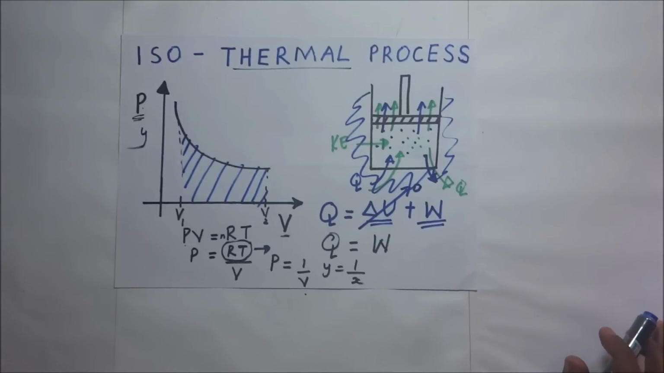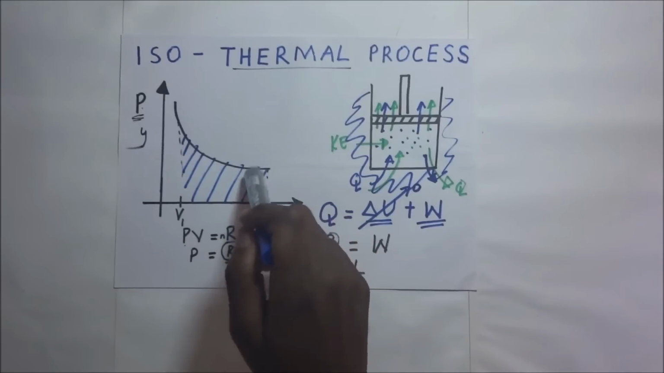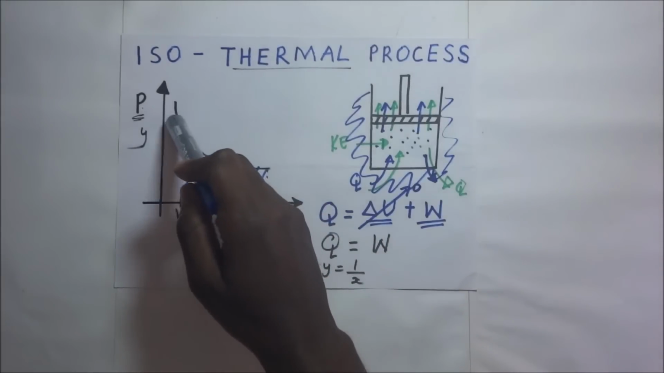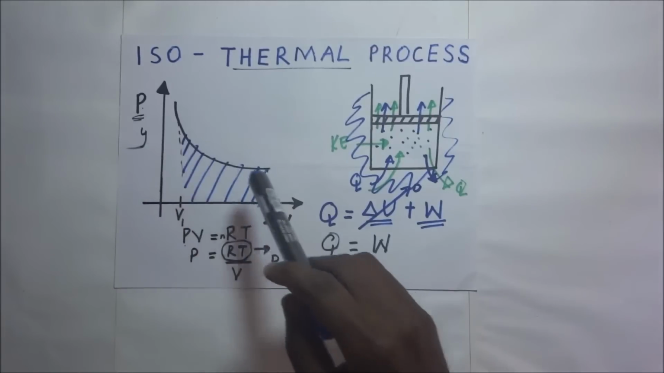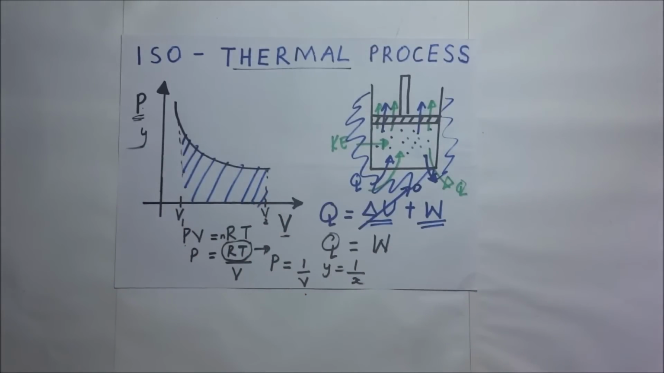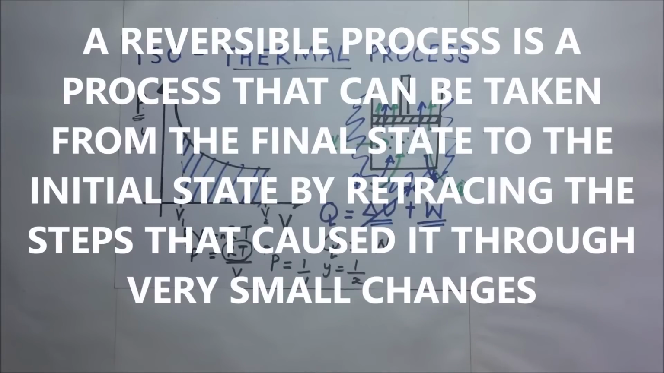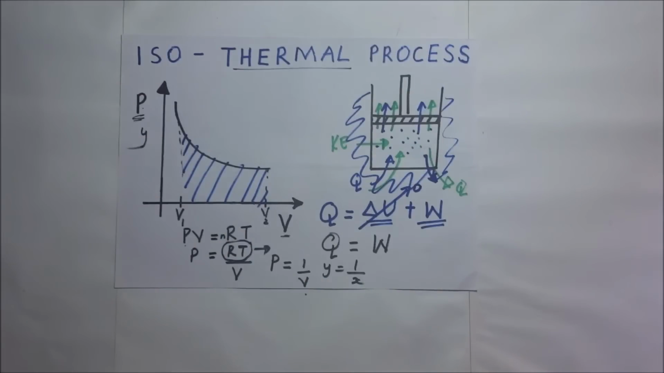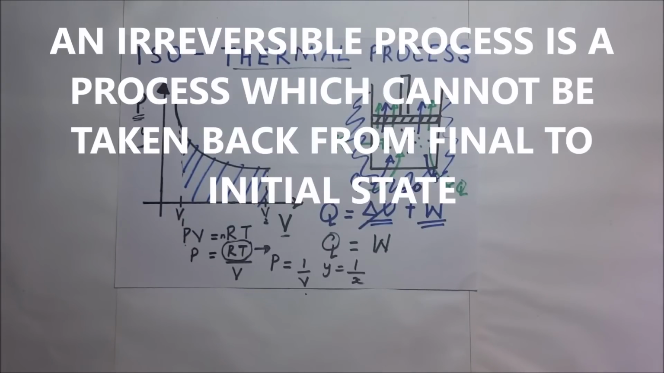Now, by reversible isothermal process, I mean a process that can be taken from the final state to the initial state by retracing the steps that caused it through very small changes. Or I may say that by definition, a reversible process is a process that can be taken from the final state to the initial state by retracing the steps that caused it through very small changes. Meaning, for a process to qualify as a reversible process, pressure, volume, and temperature should be the same. And of course, the reverse is true. An irreversible process is a process which cannot be taken back from the final state to the initial state.